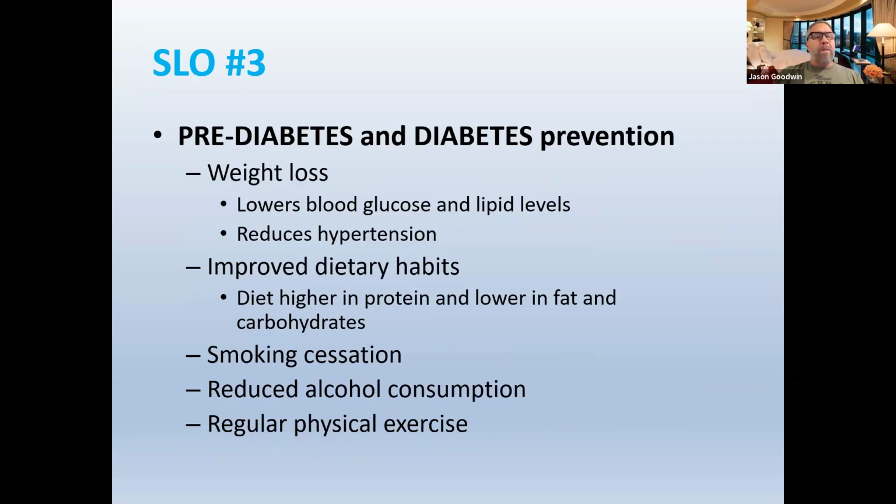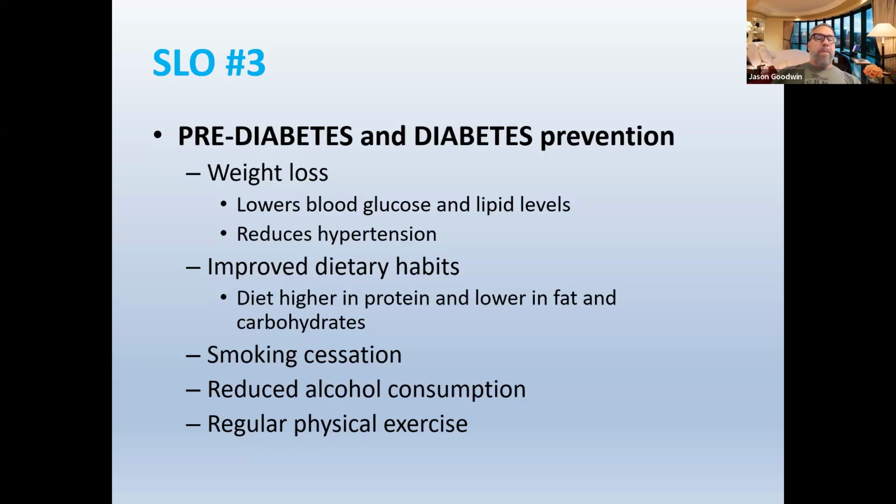So slide number 3, pre-diabetes and diabetes prevention. The best thing you can do for pre-diabetes is weight loss, okay? Because it's going to lower your blood glucose levels. It's going to help your lipid levels and HDLs and all that stuff. It can reduce your hypertension. Even just a little bit of weight loss, even if you don't have hypertension, can help your heart work more effectively. And so that helps your circulation. And on a micro level, that still matters, right? Even though you might not even see it on your blood pressure.